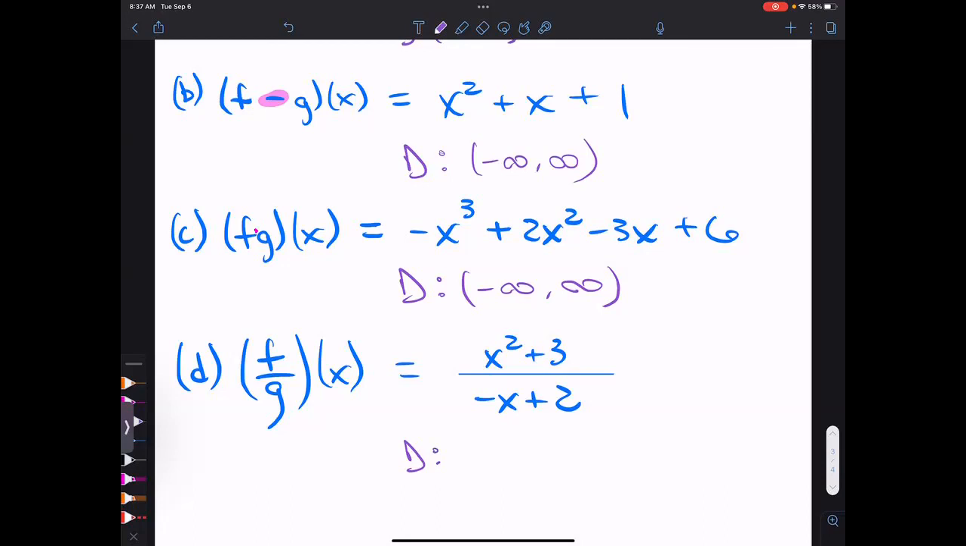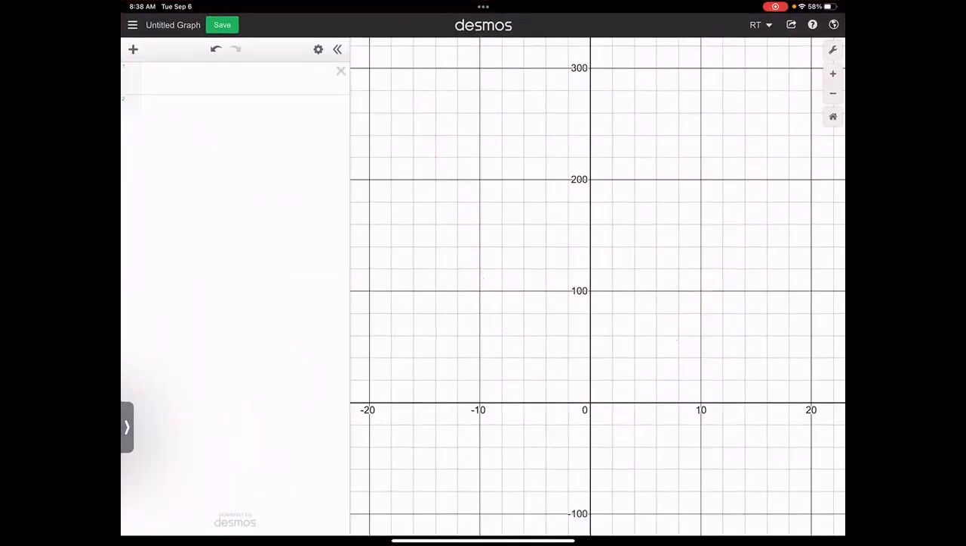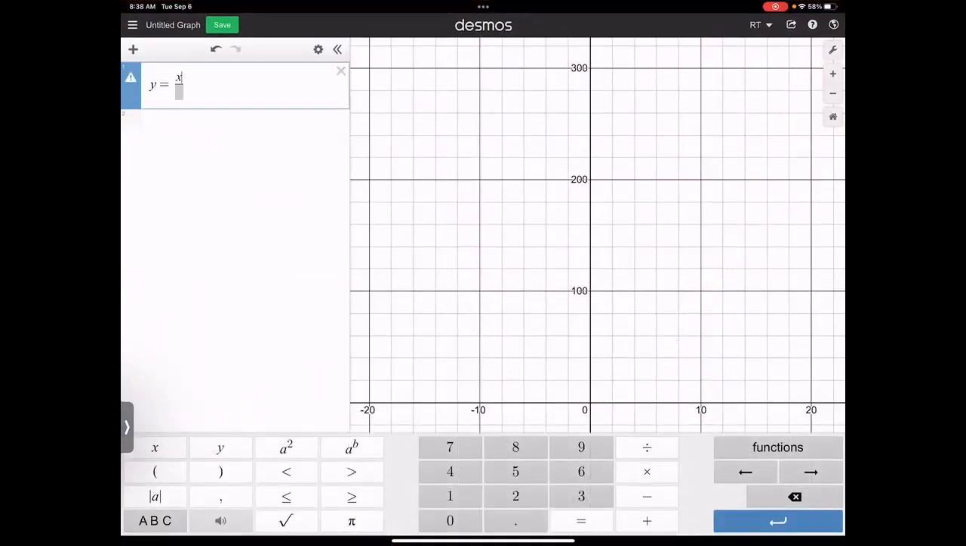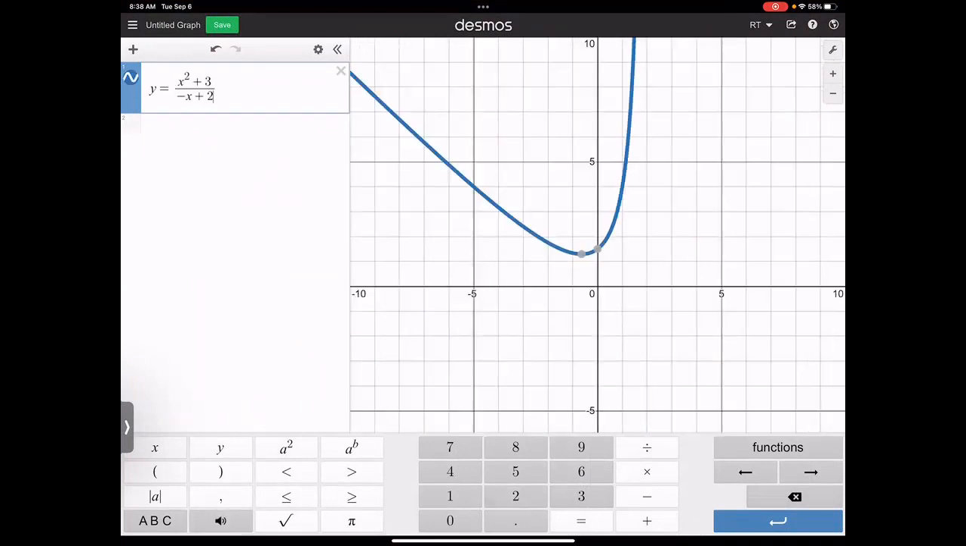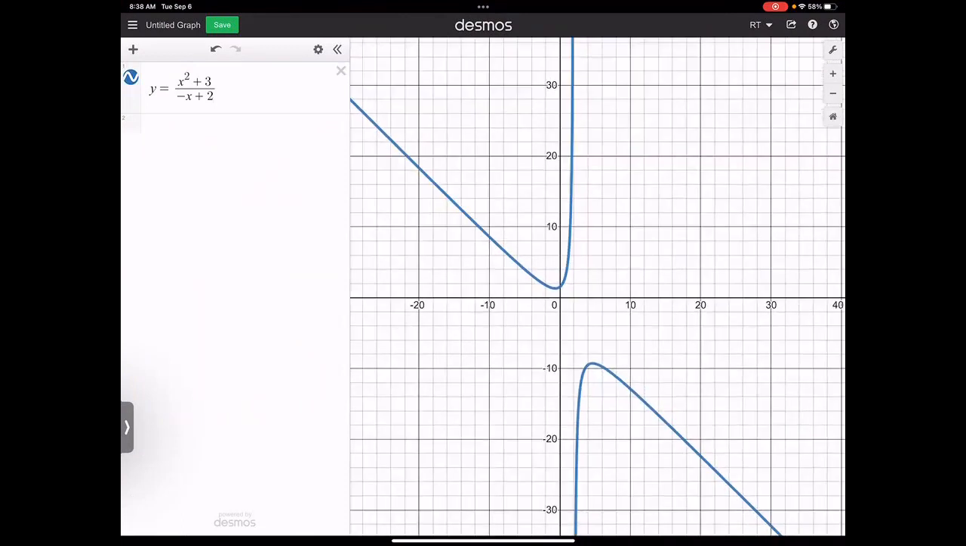Let's take a look at the graph real quick. I guess I could take my pen out of my mouth. x squared plus 3 over negative x plus 2. Zoom this out a little bit. Okay, so it's in these sort of two weird branches. Doesn't look anything like other stuff we've looked at up to this point.